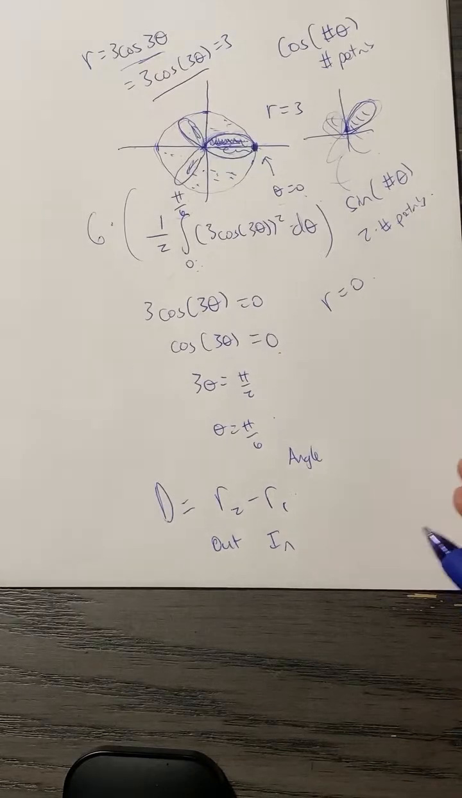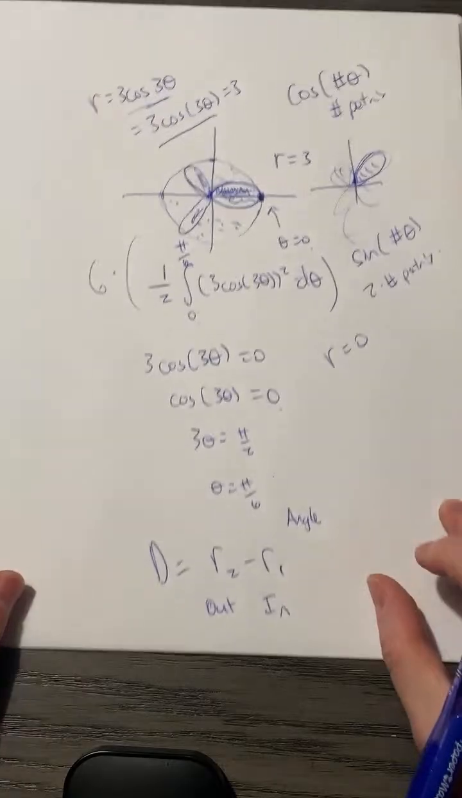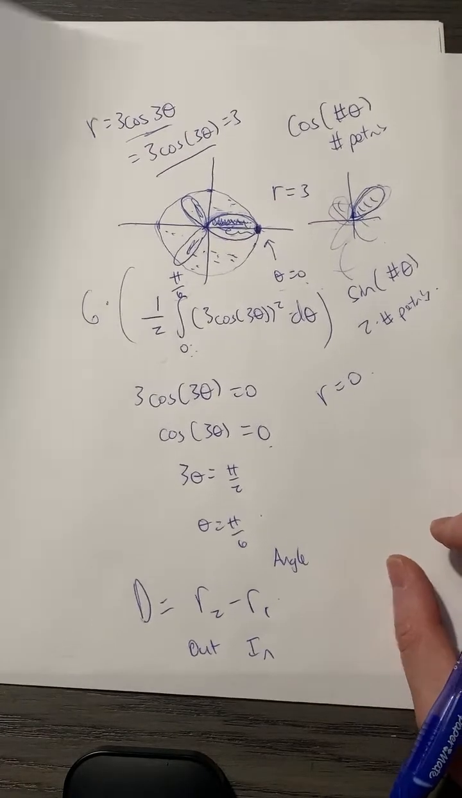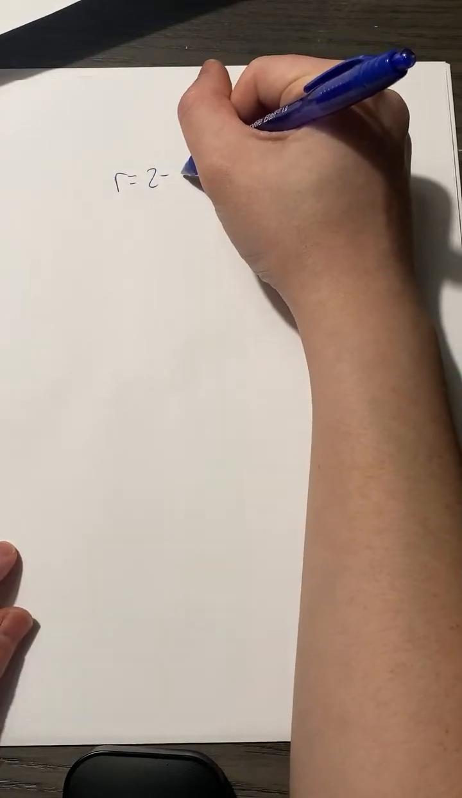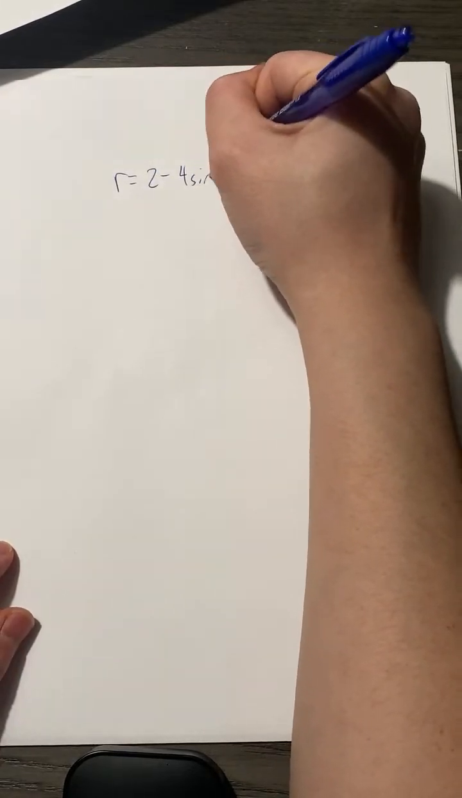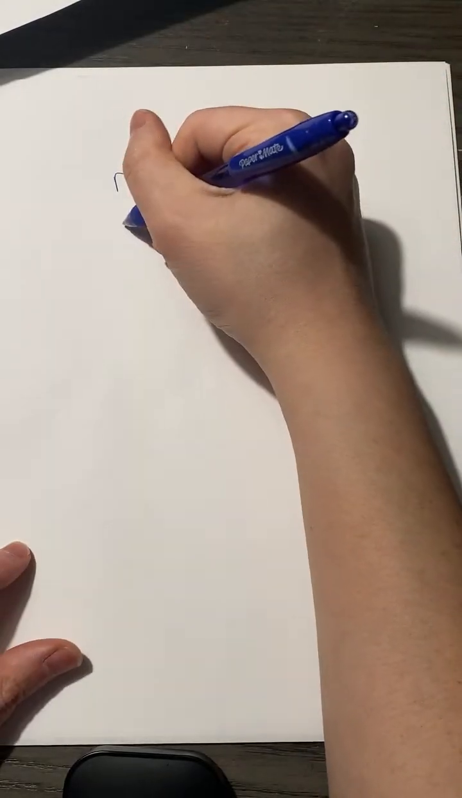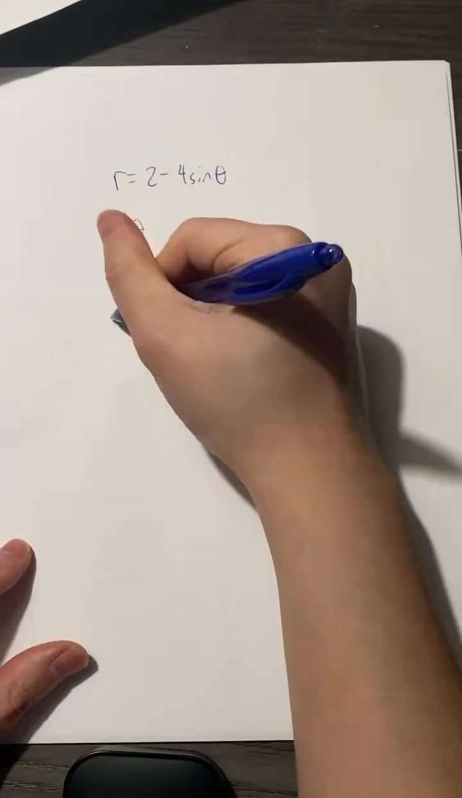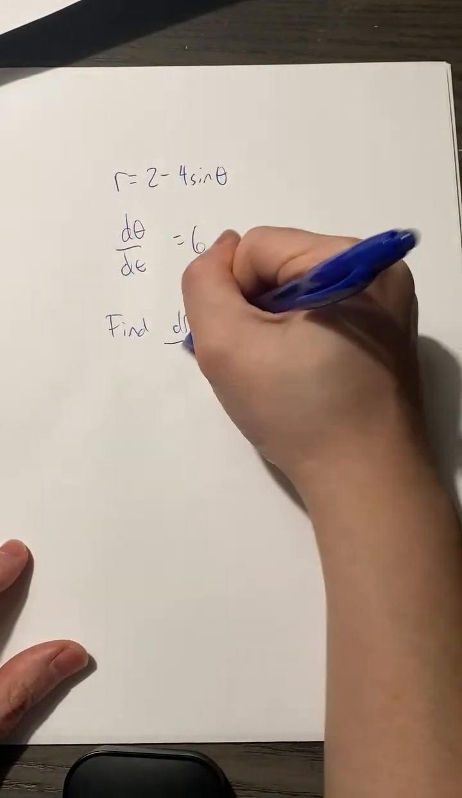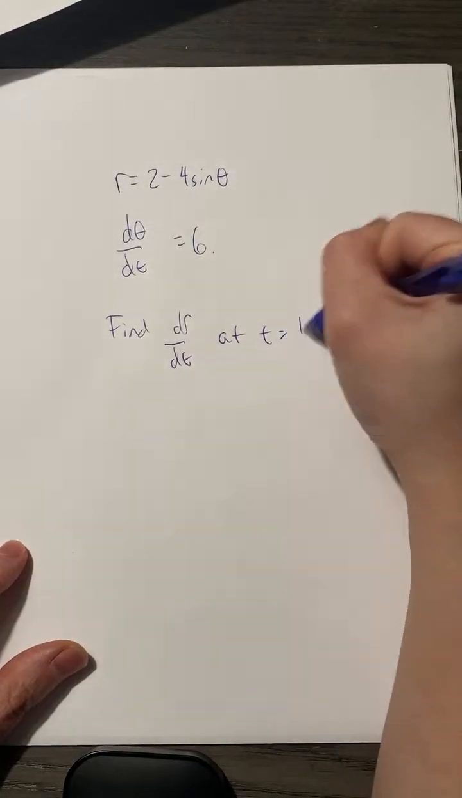Yeah. Let's listen to Jackie, and let's do one polar interpretation question, especially the dr/dt. So I'm gonna do that real quick. Like this question, for example, if I have r equal to 2 minus 4 sine of theta, and I want to find dr/dt at t equal to pi over 6.